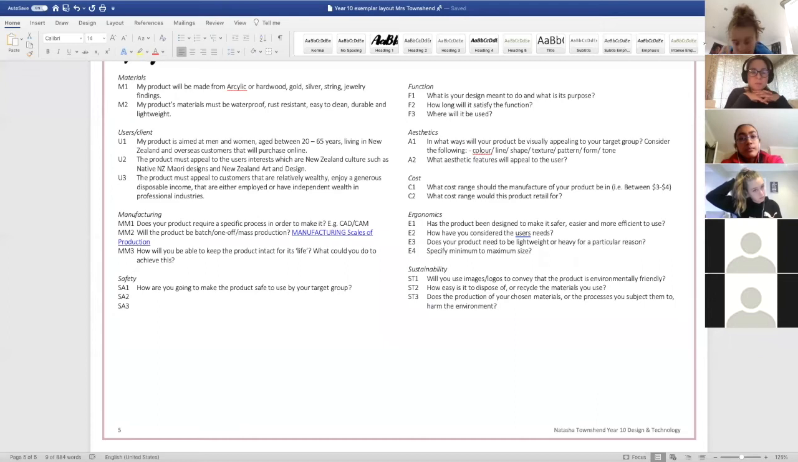Ergonomics is all about the study of design for the human body. Anthropometrics, which is the other fancy word we come across in design, is anthropometric study, the data, sizes and things of humans. And we use anthropometric data to make our products ergonomic. So we use data, we use information to make sure our designs are ergonomic. So with ergonomics, has the product been designed to make it safer, easier, and more efficient to use?